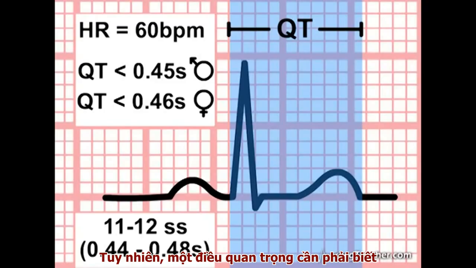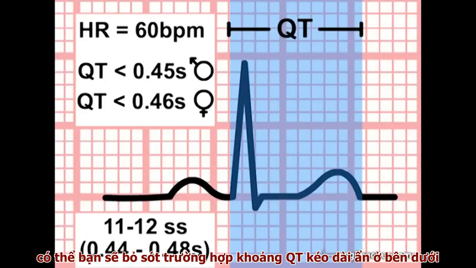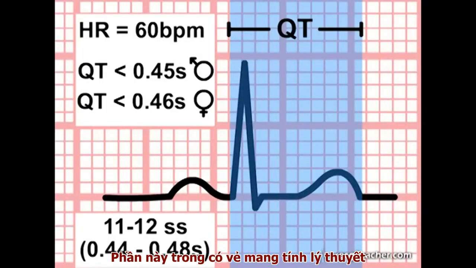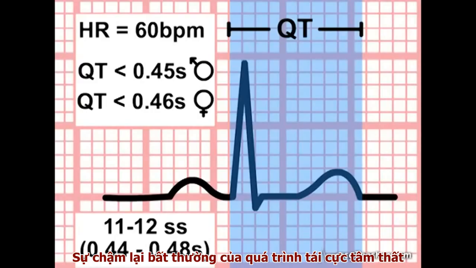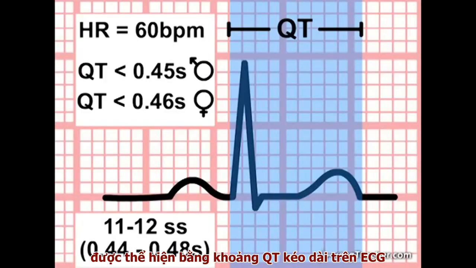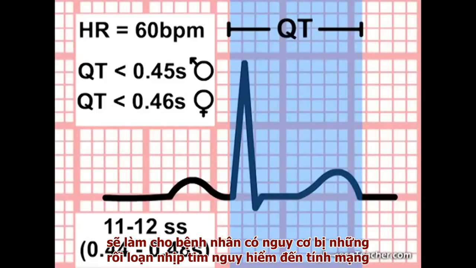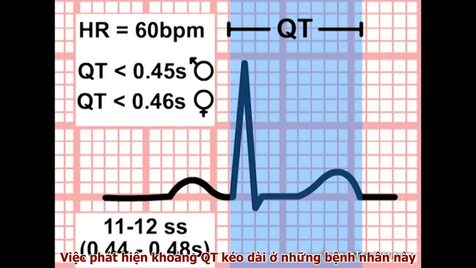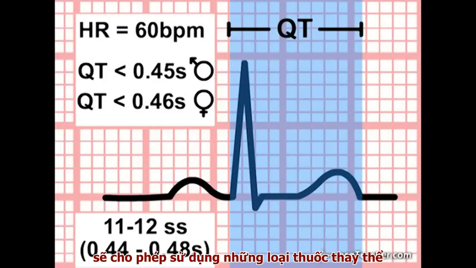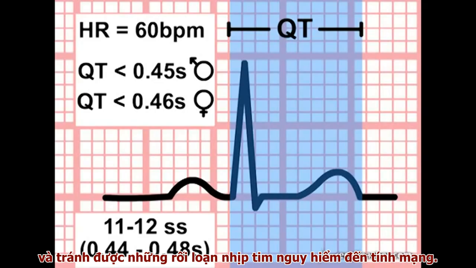It is important to realize, however, that the measured QT interval varies with heart rate, becoming shorter as the heart speeds up or longer when the heart slows down. Therefore, particularly at higher heart rates, it is possible to miss an underlying prolonged QT interval. The discussion which follows may seem academic, but it is important clinically. Abnormally slow ventricular repolarization, evidenced by a prolonged QT interval on the ECG, places patients at risk of fatal arrhythmias when treated with certain commonly used drugs. The ability to identify prolonged QT in these patients can lead to the use of alternative medications and avoidance of sometimes fatal arrhythmias.